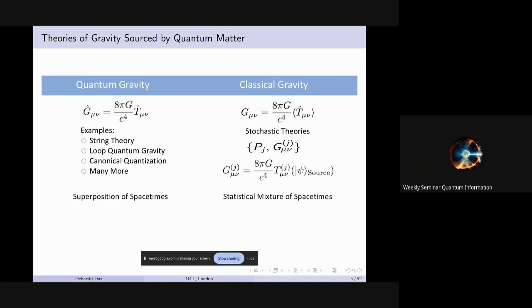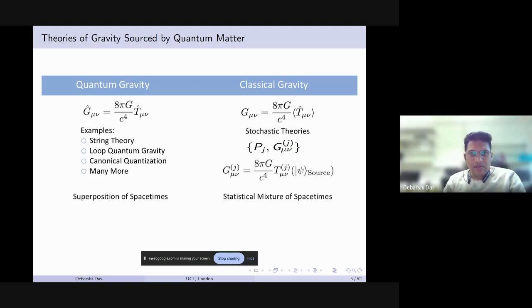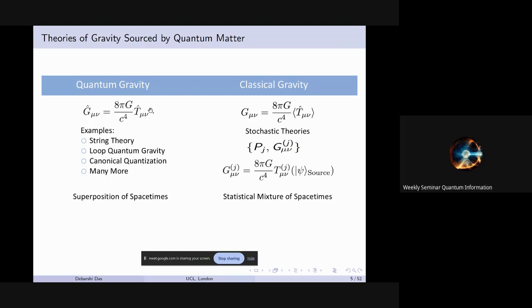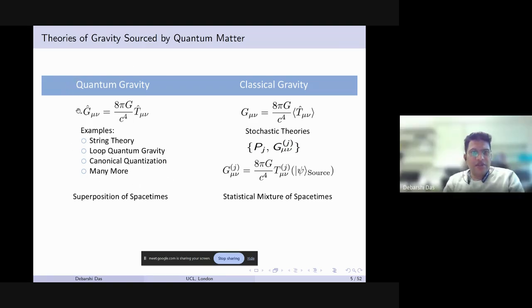Okay, thanks. Can I proceed? Yeah, sure. In this class of theory, where G mu nu is taken as an operator, it gives rise to the quantum theory of gravity. There are various examples. This type of theory tells us that if you put a mass in a superposition of different positions, then the resulting space-time will also be in superposition.